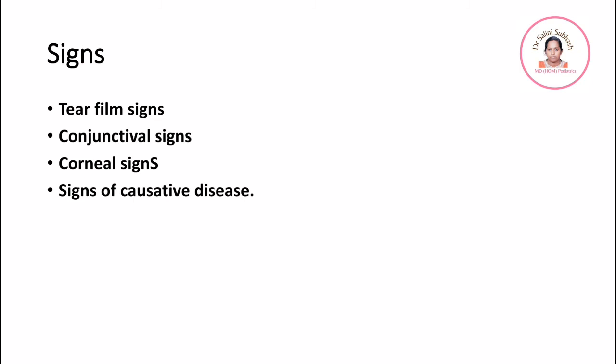Next is the conjunctival signs. It becomes lusterless, mildly congested, conjunctival xerosis and keratinization may occur. Corneal signs. It may show punctate epithelial erosions, filaments and mucus plaques. Cornea may lose luster. Next, the signs of causative disease such as posterior blepharitis, conjunctival scarring diseases and lagophthalmos may be depicted.